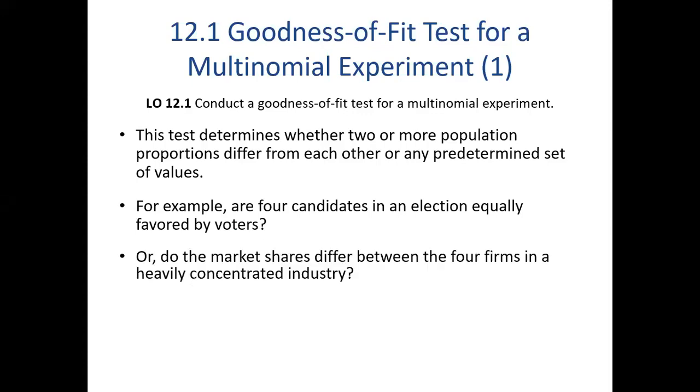So we are going to conduct a goodness of fit test for a multinomial experiment. This test determines whether two or more population proportions differ from each other or any predetermined set of values. For example, are four candidates in an election equally favored by voters? Or do the market shares differ between the four firms in a heavily concentrated industry? So these are examples of the use of this goodness of fit test, as you will see.